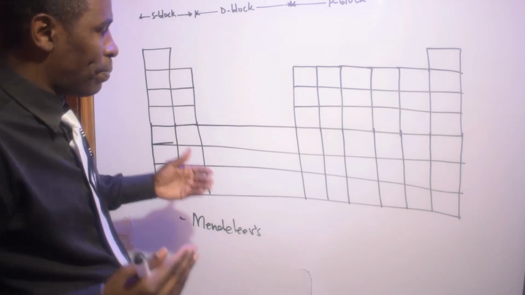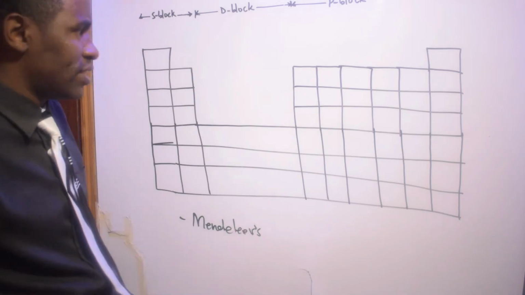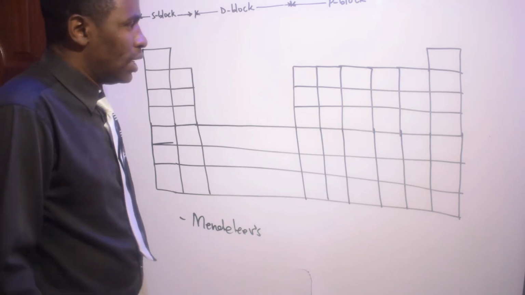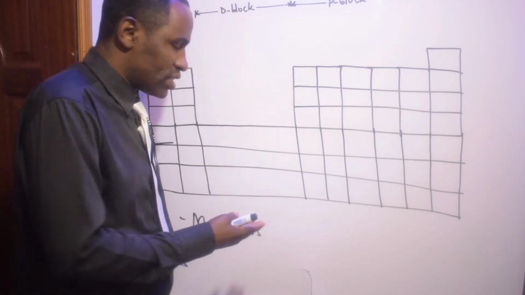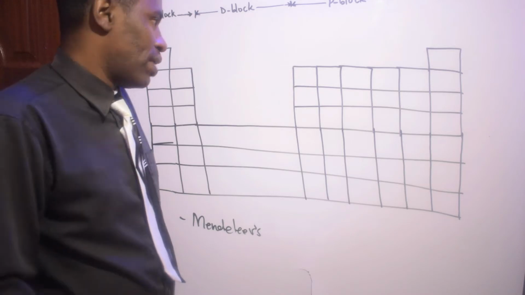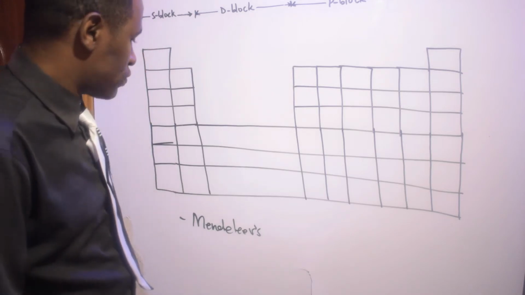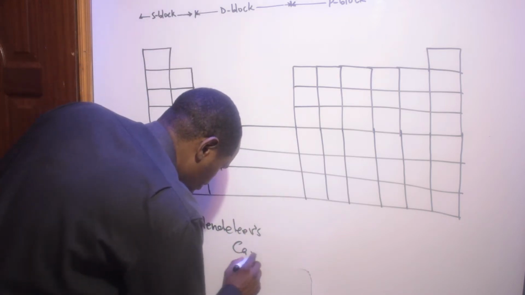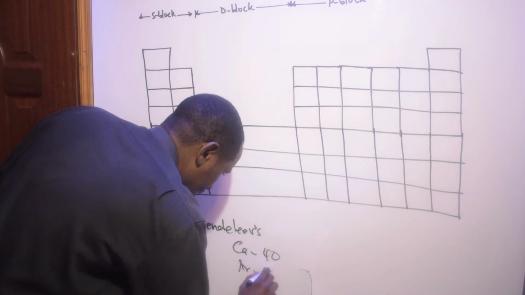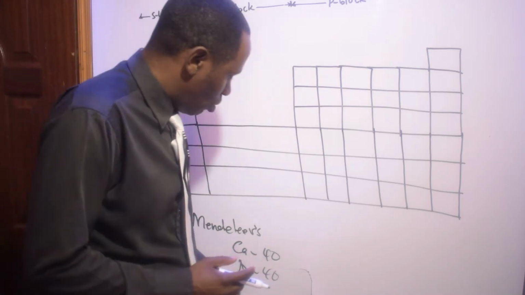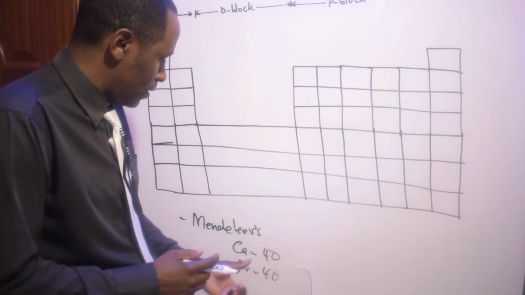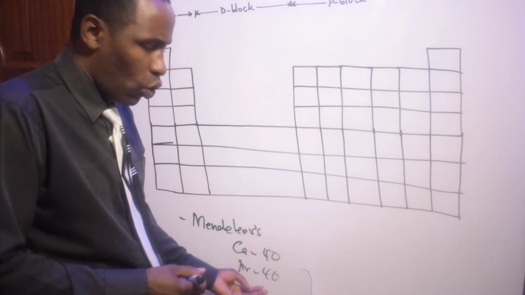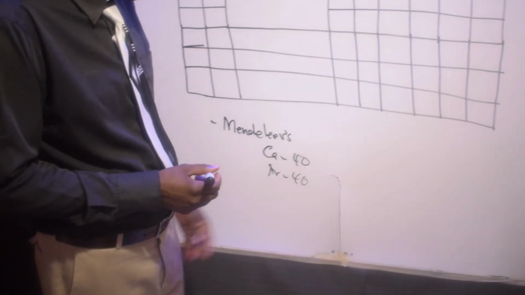But there are a few challenges in arranging by relative atomic masses, and the challenge was that some of these elements would have the same relative atomic masses. I want you to think about an example like calcium. The relative atomic mass of calcium is 40. That of argon is again 40. You can see that. So if we were to think about this, then arranging them or putting them in a periodic table would have been an issue.